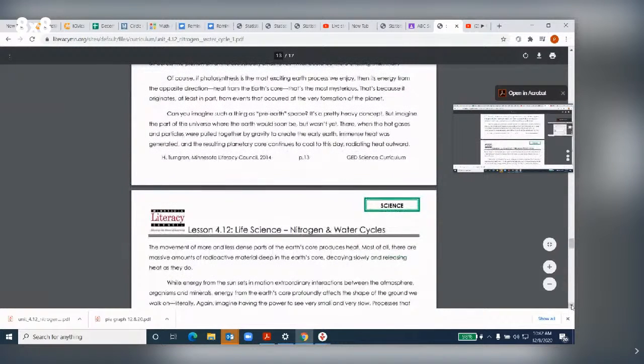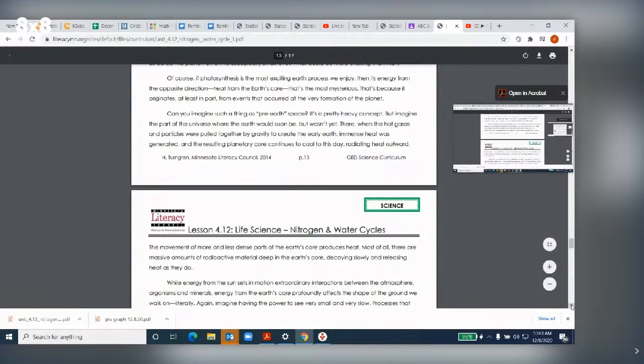The movements of more and less dense parts of the Earth's core produce heat. Most of all, there are massive amounts of radioactive material deep in the Earth's core, decaying slowly and releasing heat as they do. So part of that is, you guys can think about, I know in class we covered, when you see a volcano erupt, all that lava, there's hot gas, there's hot liquid, that's all coming from the Earth's core. That's what it's kind of talking about. And that's what really kind of formed, if you think about it, there are all these volcanoes underneath the sea. They shot all that hot lava up, and eventually the ocean cooled it. And that's really where our continents came from.